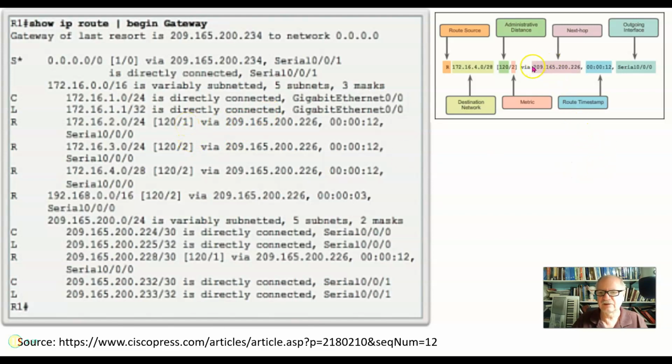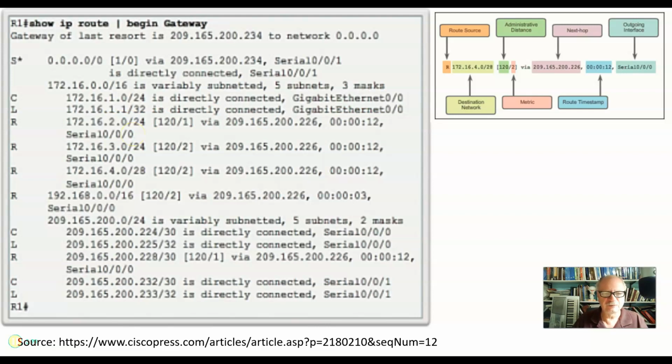The next thing is via next hop, and so this is, remember when we typed in a static route, we typed in the next hop, that is to say the interface on the next router that it's going to go to. And then we have a time over here. This is called the timestamp, and the timestamp means this is the last time I heard from this network. So this is the last time that this information was updated. And then finally we have the interface from which it will go.